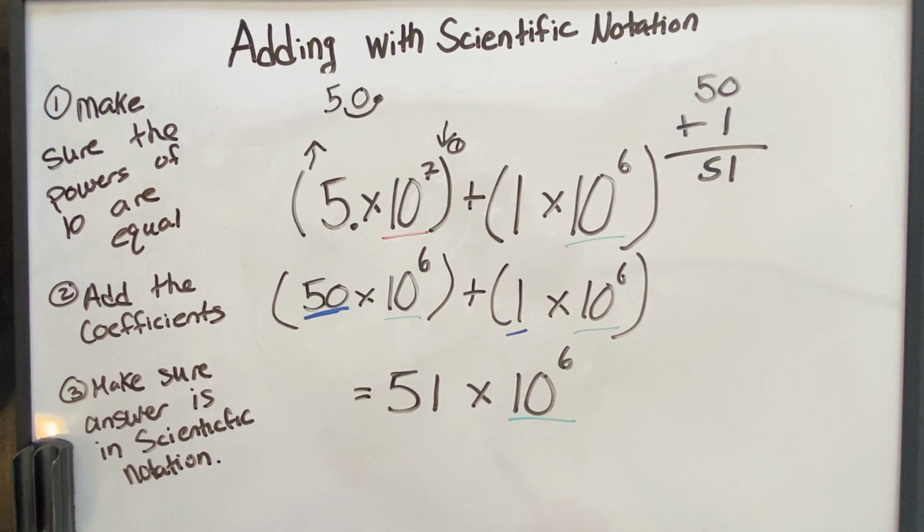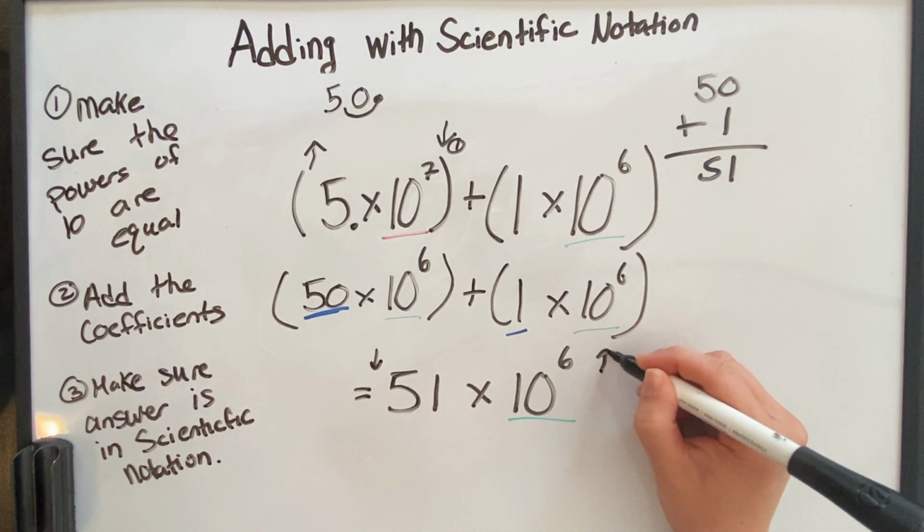Step 3, make sure my answer is in scientific notation. 51, here, that's my coefficient. Yes, 51 is greater than 1, but it is not less than 10. So this number is too big. We need to make it smaller. So if we make this number smaller, we must make my exponent bigger.